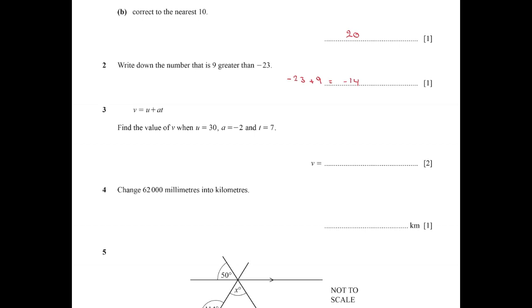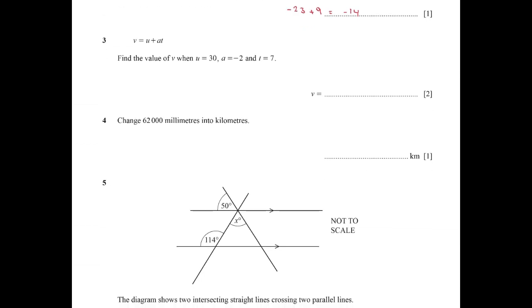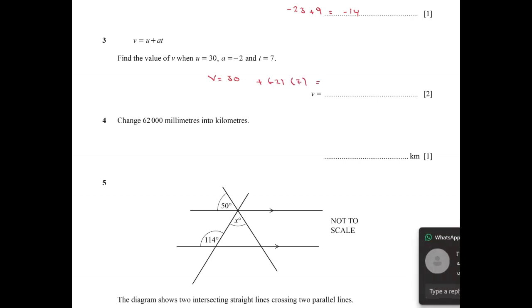Question 3. V equals U plus AT. Find the value of V when U equals 30, A equals negative 2, T equals 7. V equals U, which is 30, plus A, negative 2, times T, times 7. Using your calculator, 30 minus 14 is equal to 16.